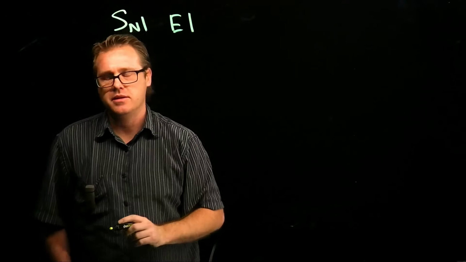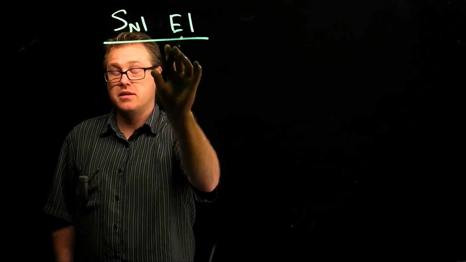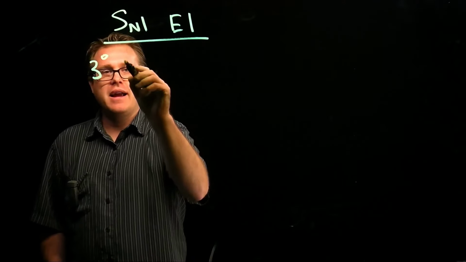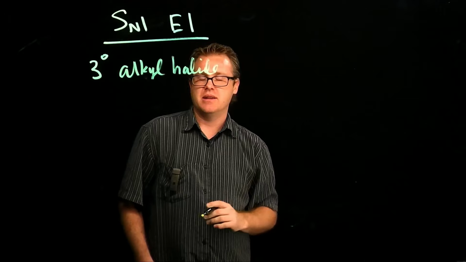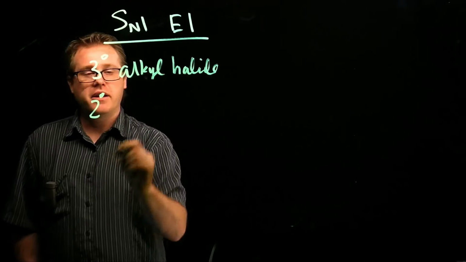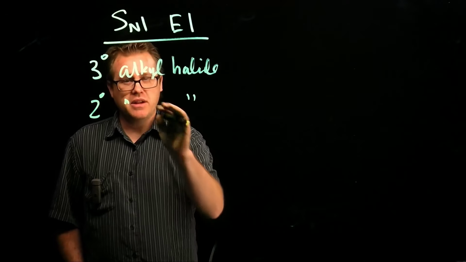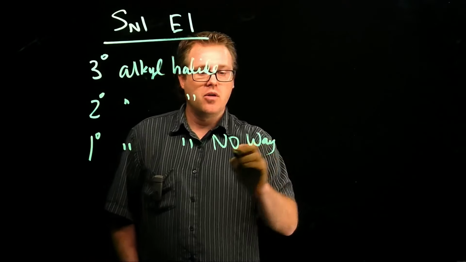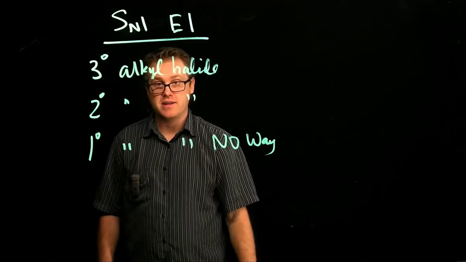When looking at SN1 and E1 reactions, let's take a look at what type of substrates can work for these reactions. Well, we definitely want a tertiary alkyl halide. That is the best one that will work. Secondary alkyl halides can also work, but they're a little bit more rare, but they can still happen. Primary alkyl halides, no way. Why won't that work? Because they generate a primary carbocation, and that's not possible.